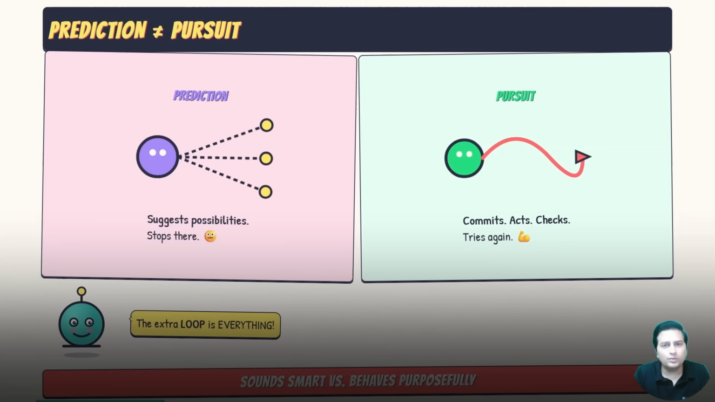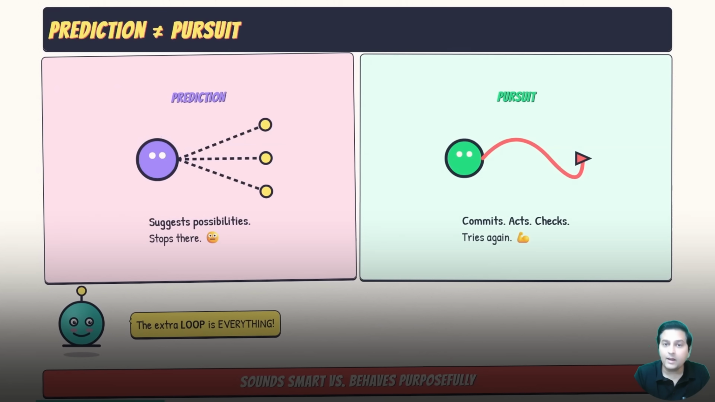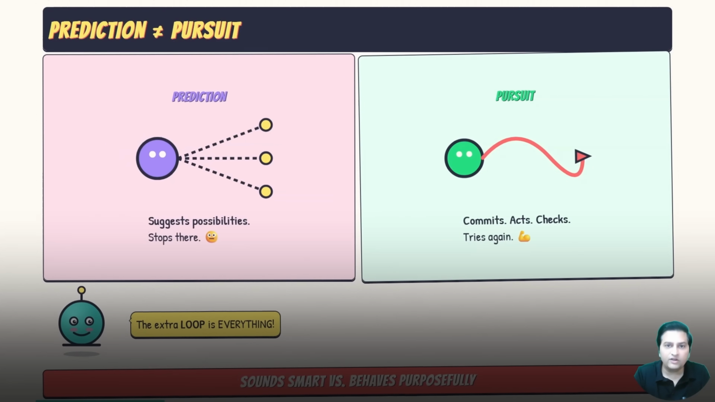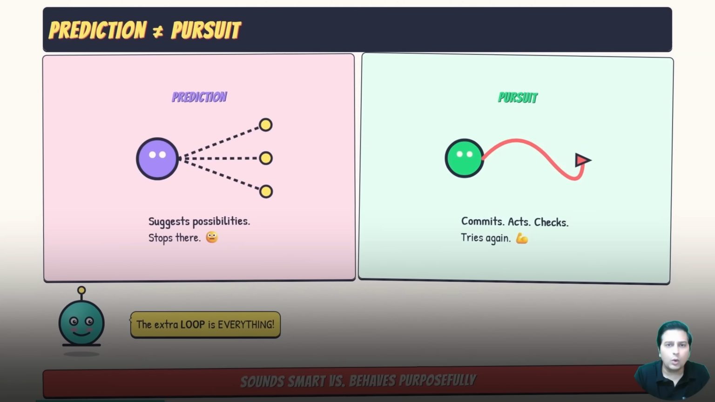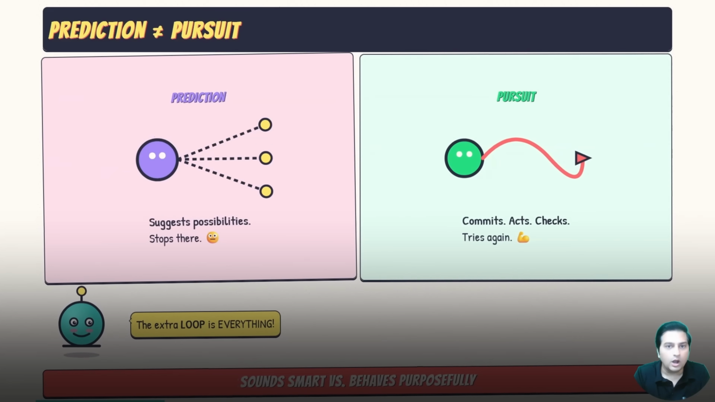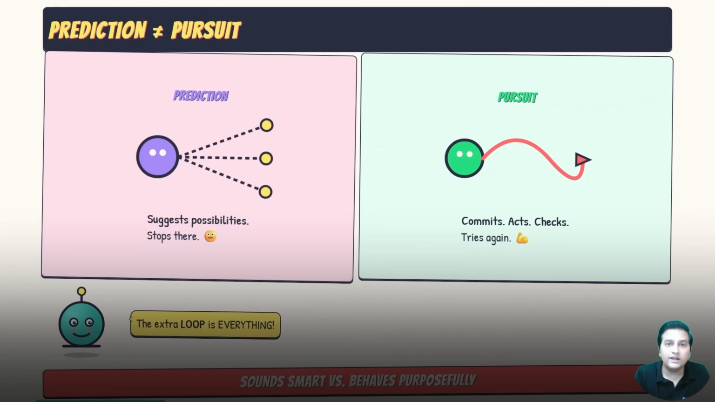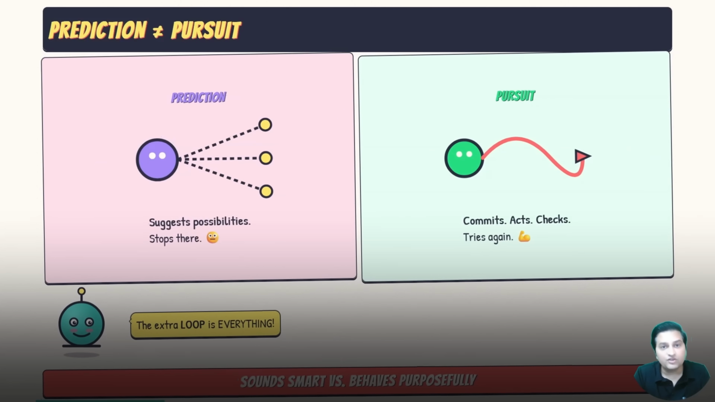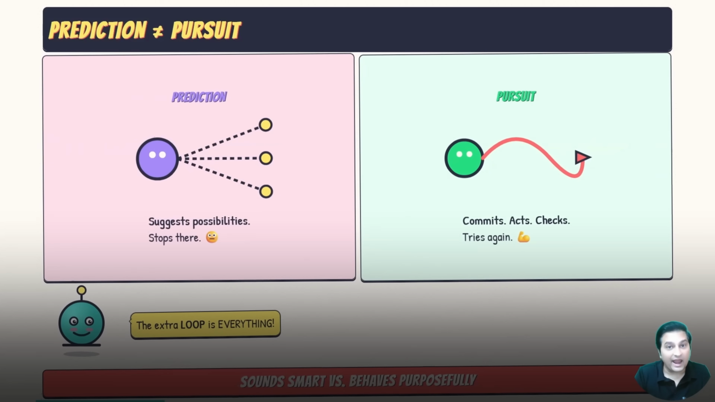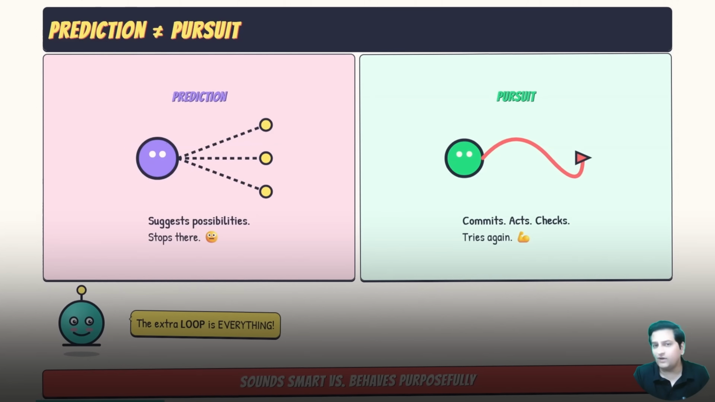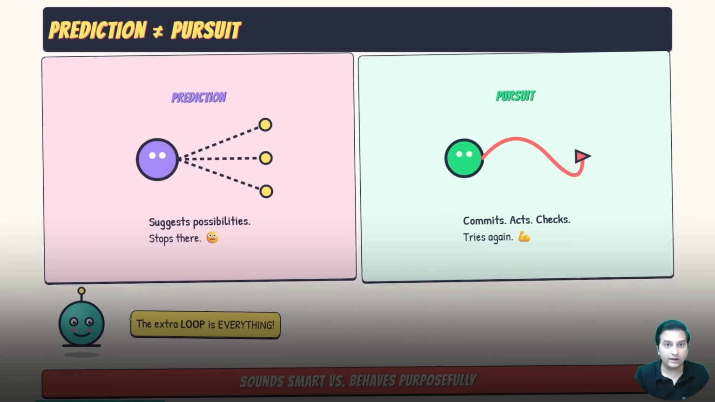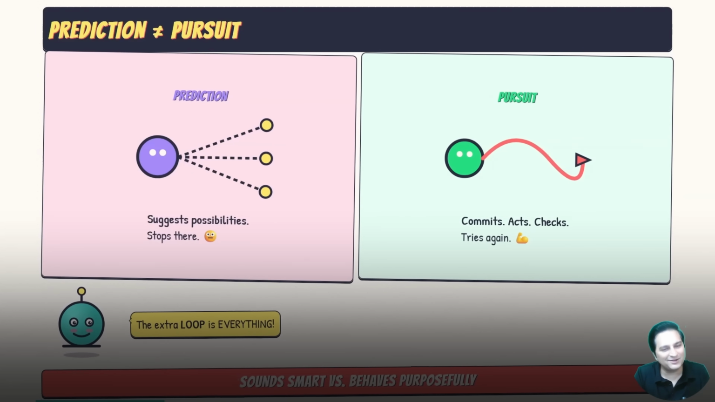Here's the trick most people miss. A regular AI model predicts. An agent pursues. Prediction is a suggestion. What word might come next? Or what a chart might look like tomorrow. Pursuit is committing to a goal, taking a step, checking what happened, trying again, right? That extra loop, act, observe, adjust, is everything. It's the difference between something that sounds smart and something that actually does something in the world.